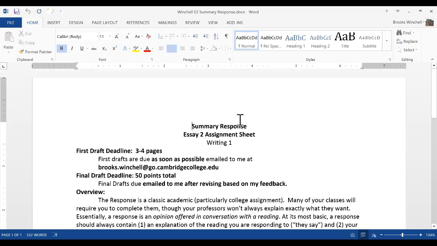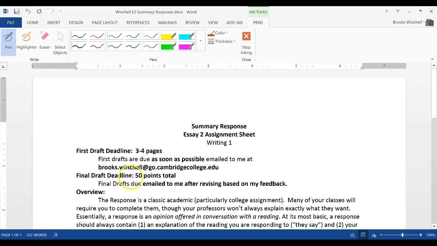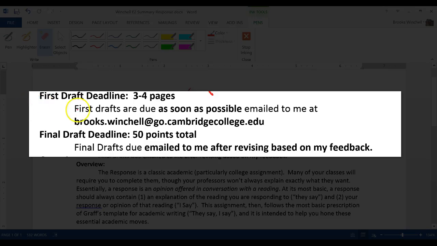Here's the assignment sheet. It's very similar to the assignment sheet for the first essay. At the top we have the name of the assignment. So this is the summary response essay, Essay 2. This is Writing 1. So here are the deadlines. This essay is going to be a little bit longer than the first essay. The first essay I had you do a 2 to 3 page argument. For this essay I'm going to have you do 3 to 4 pages, so it's slightly longer.